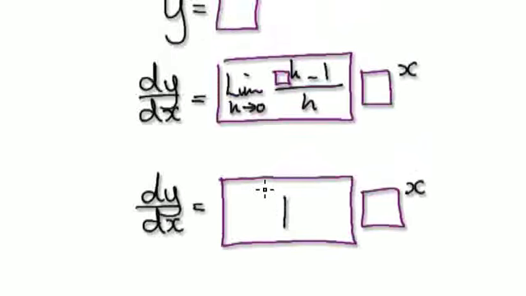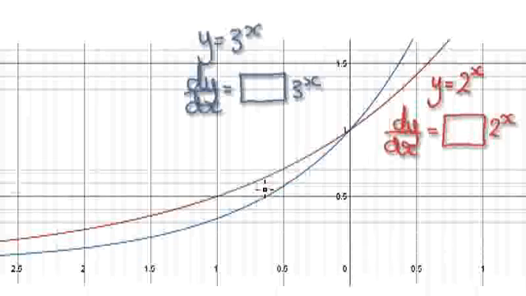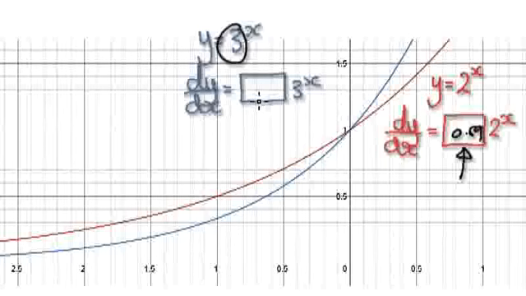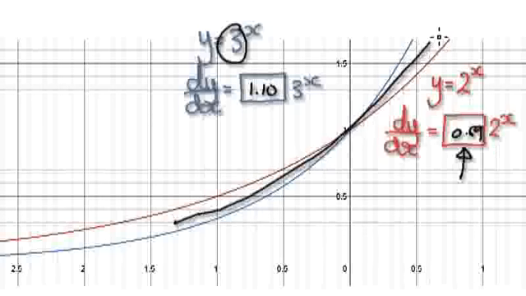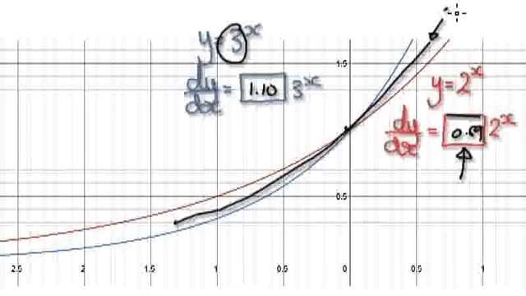So let's start again. Bear with me. y equals 2 to the power of x. The gradient, this block here, will be 0.69. In the case of the base being 3, it would be 1.10. So somewhere in between, there must be a constant where the gradient will be dead on 1. So this base here will be 2 point something, but less than 3, to the power of x.